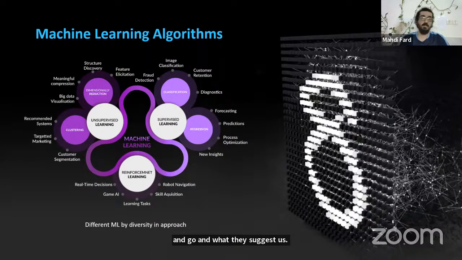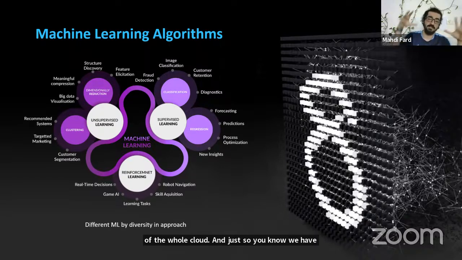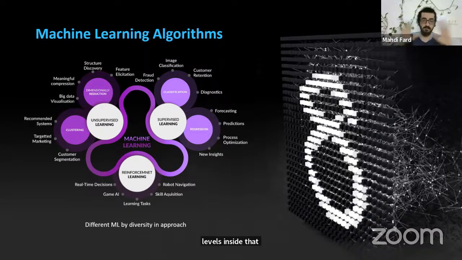Although there are different levels when we talk about AI, a machine learning algorithm is just a specific part of the whole cloud of thought. And just so you know, we have different scenarios and different algorithms with different levels inside that cloud, but we're not going to cover them this session.